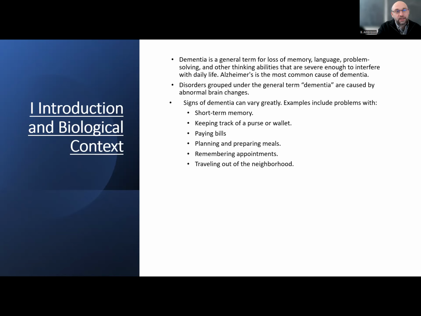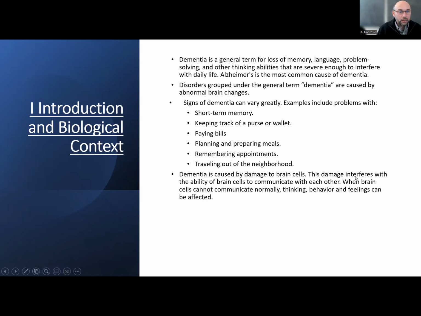All right, and so there are signs of dementia. Problems with short-term memory, maybe. So it's kind of common. A lot of people have people in their family with dementia, and you can observe short-term memory problems. People can lose things, they don't remember where they put their wallet, have difficulty paying bills, planning and preparing meals, remembering appointments, and just being lost even in the neighborhood.